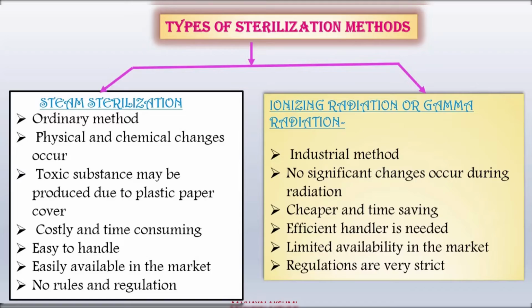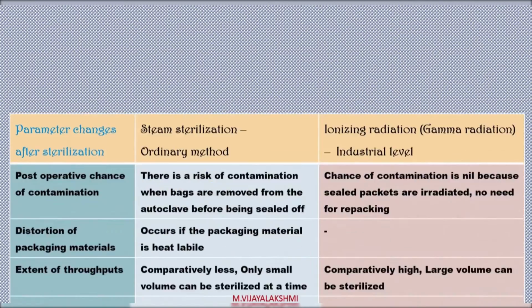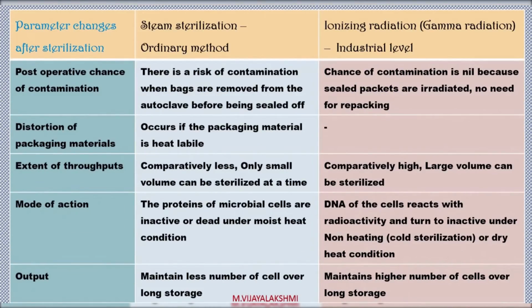Here we discuss the parameter changes after sterilization. The parameters are: first, post-operative chance of contamination; second, distortion of packaging material; third, extent of throughput; fourth, mode of action; and fifth, the output of the result.